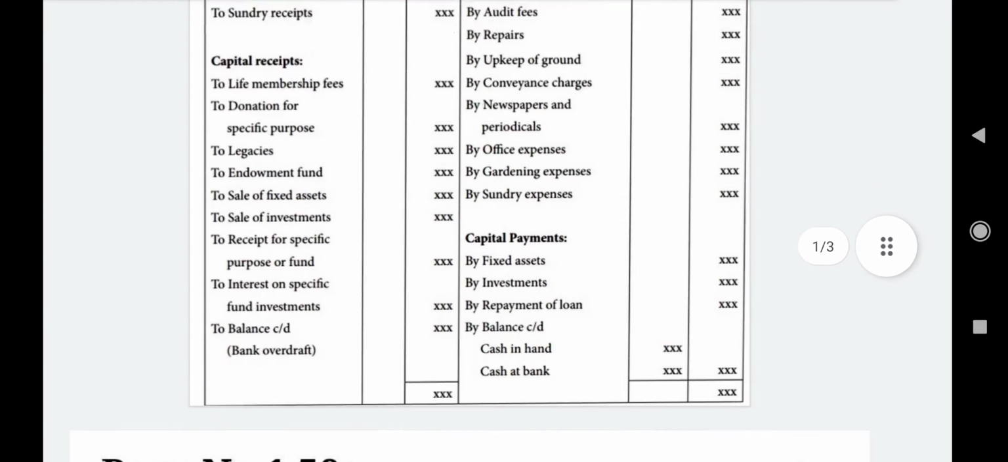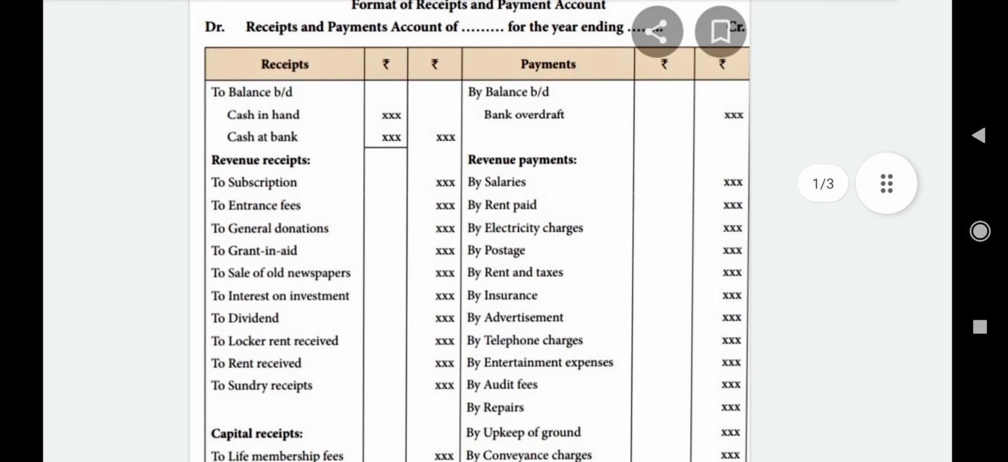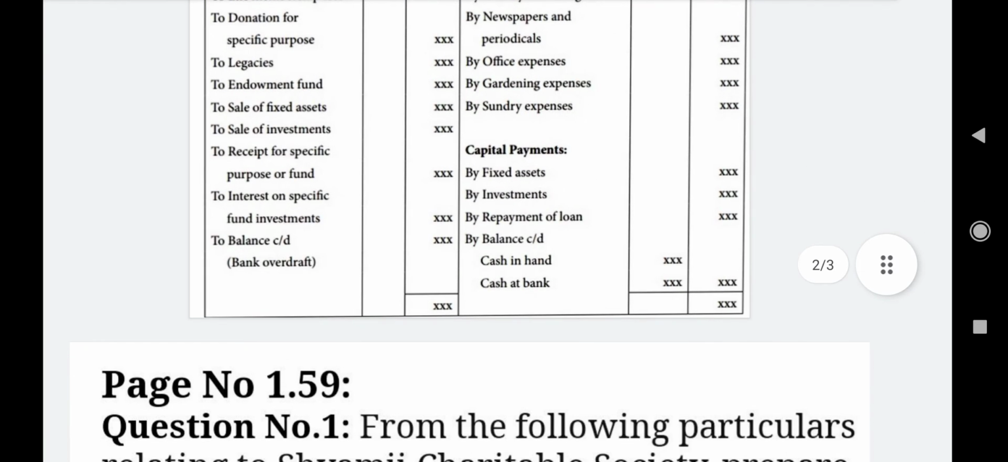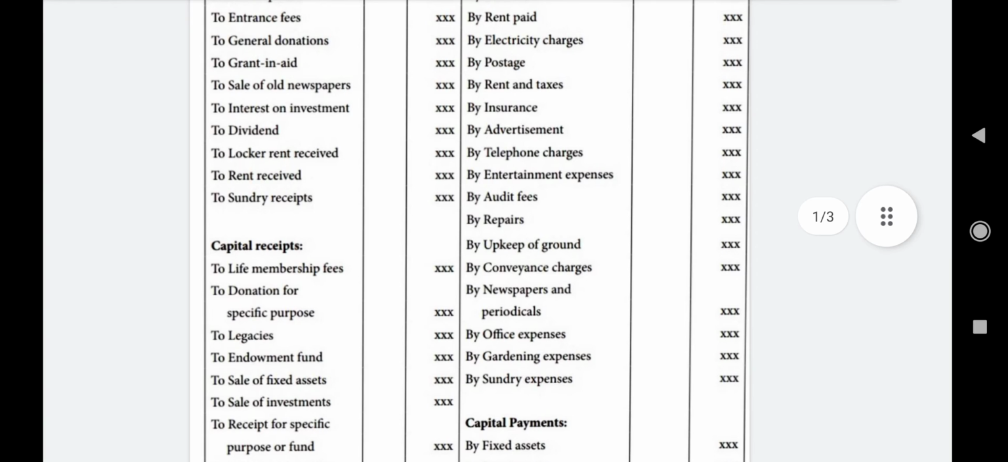Then the capital payments: the fixed assets if you purchase, then investment, then repayment of loan, and then at last the balance, that is the closing balance. That is cash in hand and cash at bank, if any, or otherwise it will be in a balancing form. Suppose your payment is more and receipt is less, then you have the balance on the receipt side, that is called the closing balance for the bank overdraft. That is the format. Now come to the numerical for the receipt and payment.